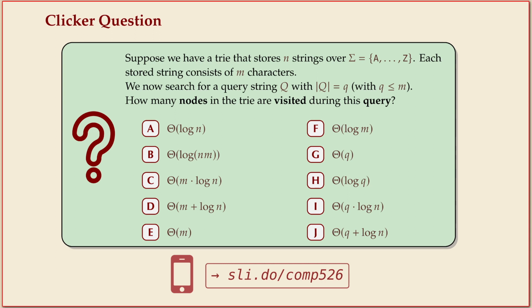So, a specific concrete situation: we have the standard English alphabet, or Latin alphabet. We have n strings overall, and they're equally long, so we don't even have to worry about end of string characters. But now the question is, how long does a query take? So you're querying with a string q, which is potentially shorter than m. And the question is, how many nodes in the trie are visited?